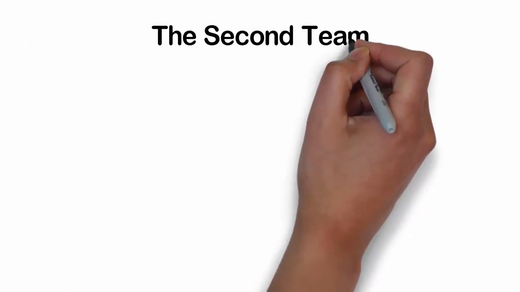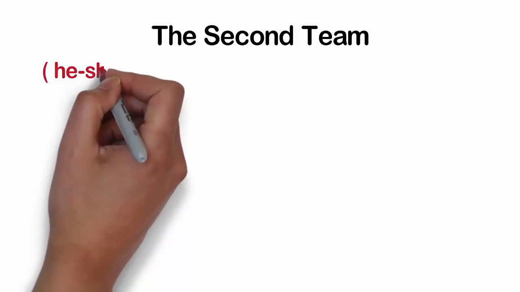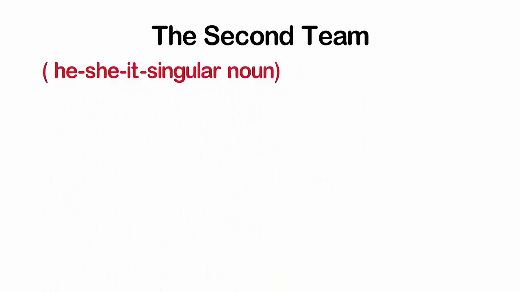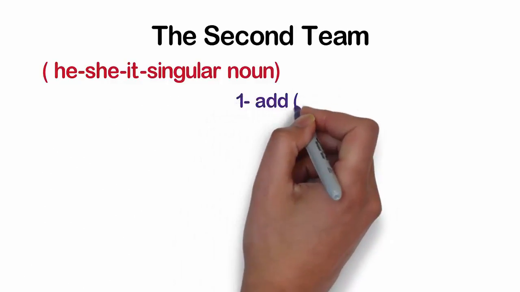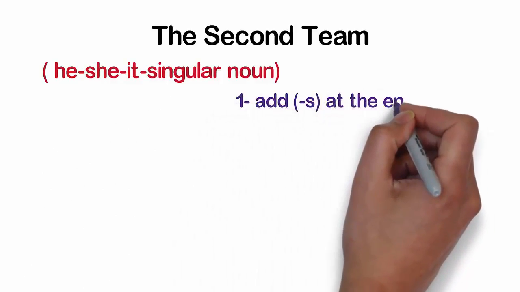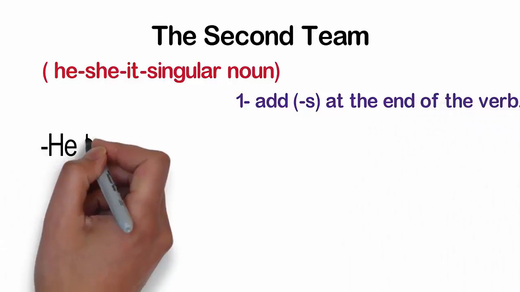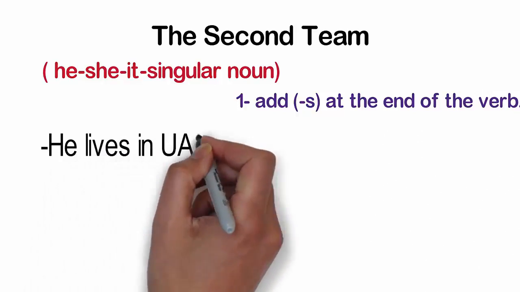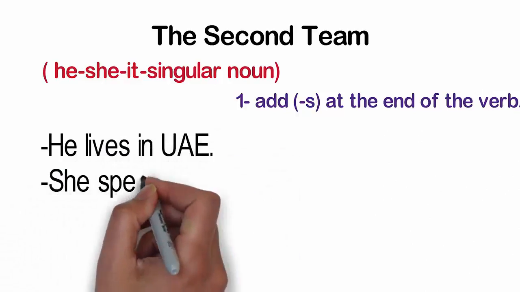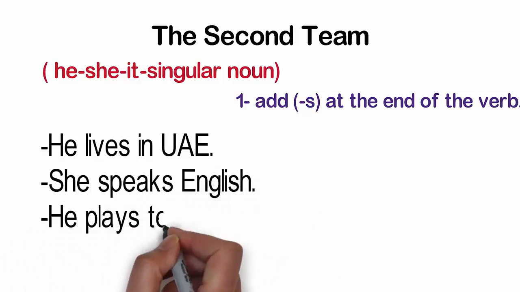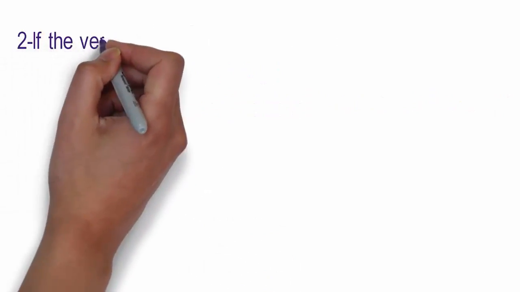What about the second team? If the subject of the sentence is he, she, it, or a singular noun like Jack, James, we should add s at the end of the verb to make it in the present simple tense. For example, he lives in UAE. She speaks English. He plays tennis.